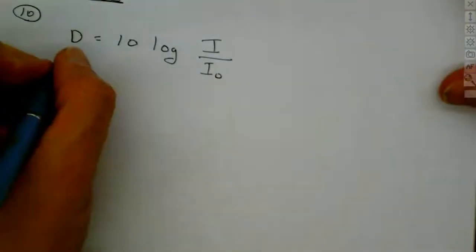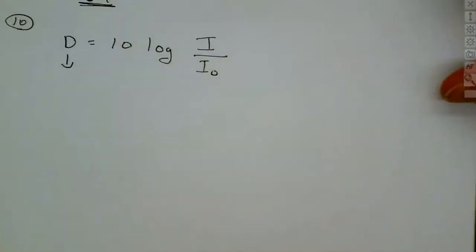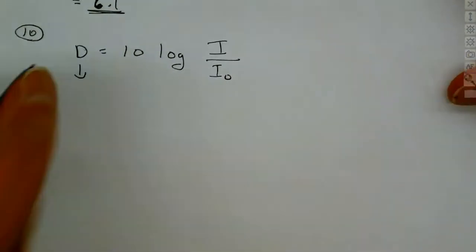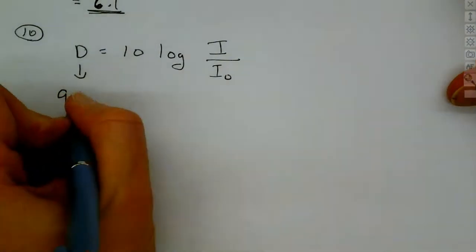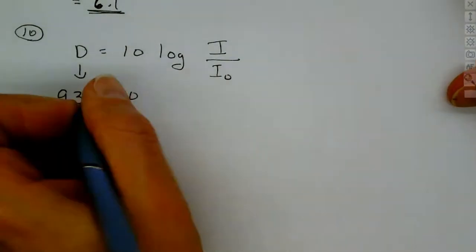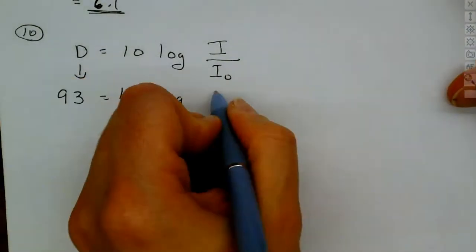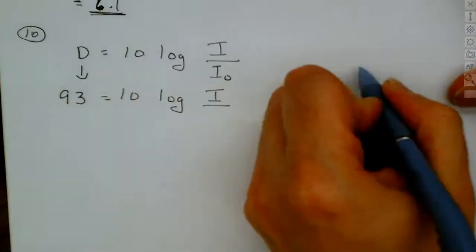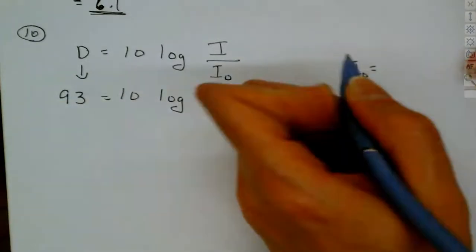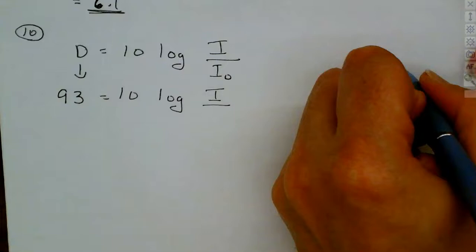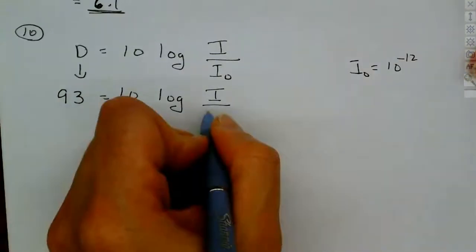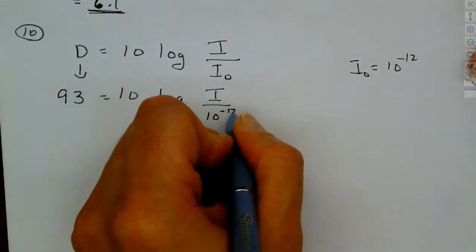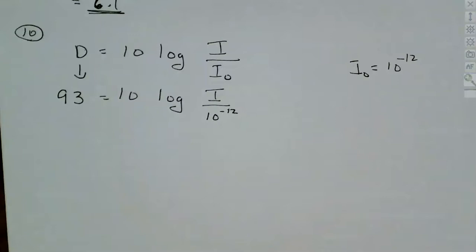Okay, so what do we know? We have our formula here. We know our decibel. What's our decibel of this noise? 93. And that equals 10 log of I, which we don't know, over I naught. And what is I naught defined to be? 10 to the negative 12th power. So that's going to go here. Is everyone all right with that so far? Now, how do we go about solving this?